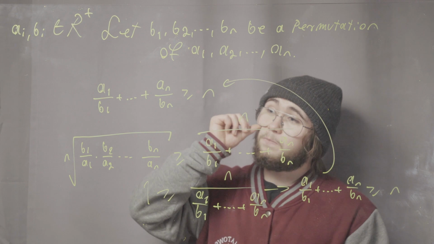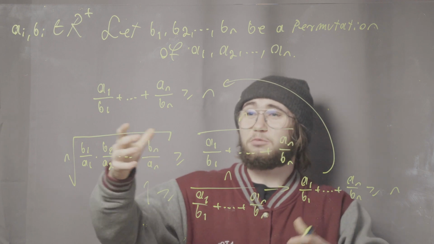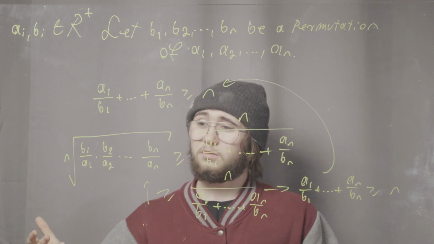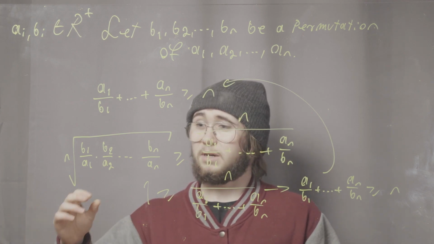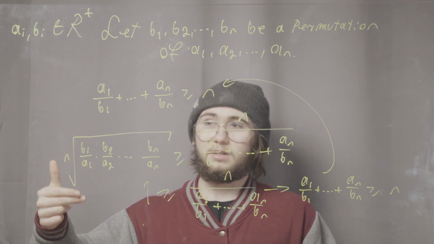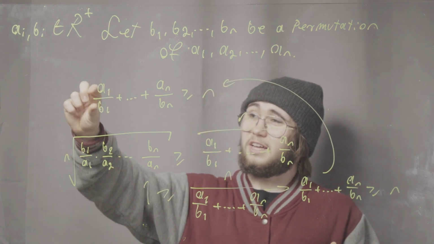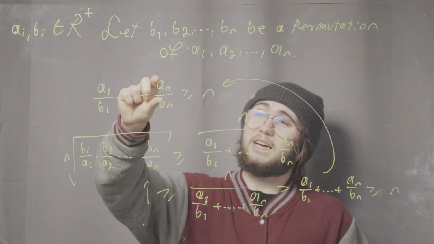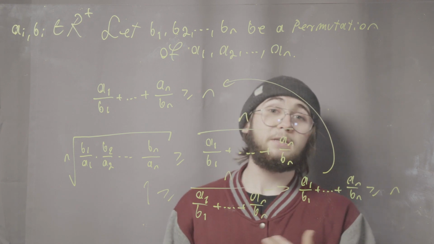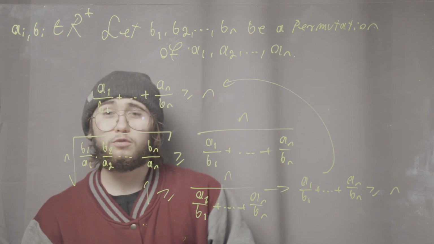And so now there's one thing. If we switched the bis with the ais in this thesis, it wouldn't make any difference, because this nth root would still be 1. If you flipped every single one of those fractions, this is also true for a thesis like b1 over a1 plus up to bn over an being greater than or equal to n for any permutation of the ais, which are the bis. And you know, I'm repeating myself, so we will just move on to the next problem.